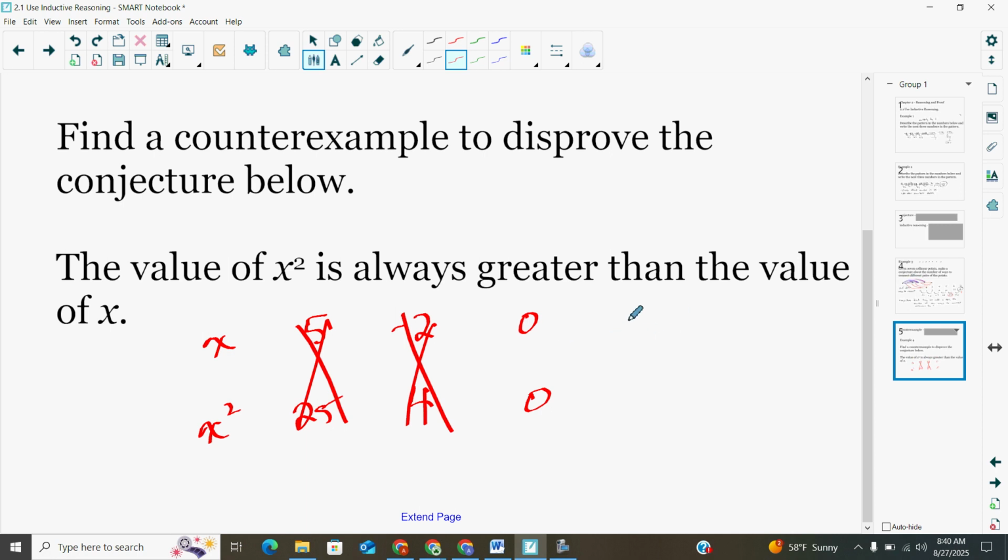Another good one, 1 would work. 1 squared is 1. If it said greater than or equal to, well, now these would not be counterexamples in that case. Well, we guessed a positive, we guessed a negative, we guessed 0. Fractions sometimes work. 1/2 squared, 1/2 times 1/2 is 1/4. Notice 1/4 is not greater than 1/2. So this would be a counterexample, both to the original statement and if I added in the or equal to.